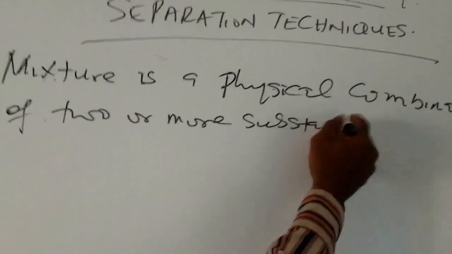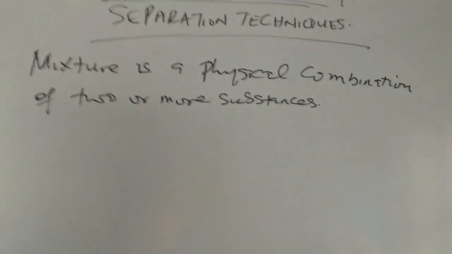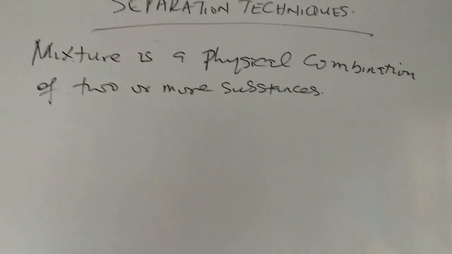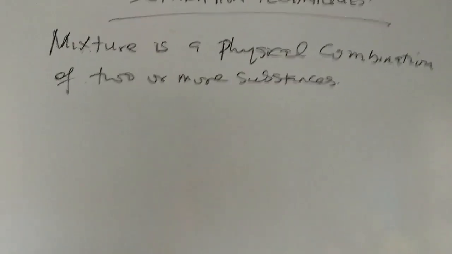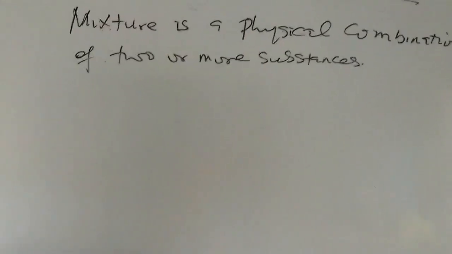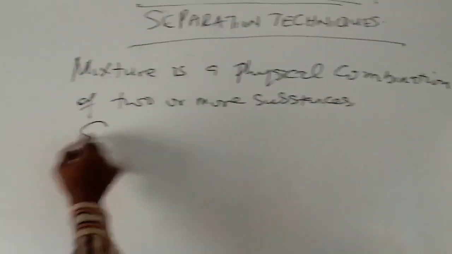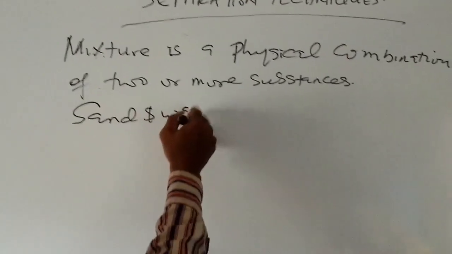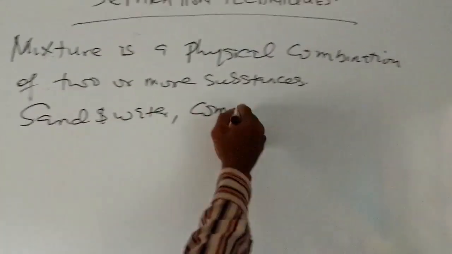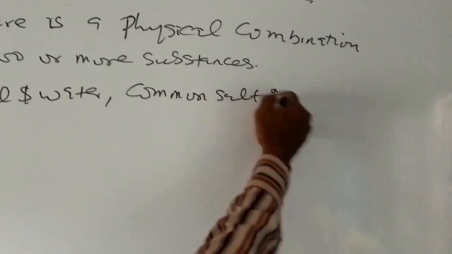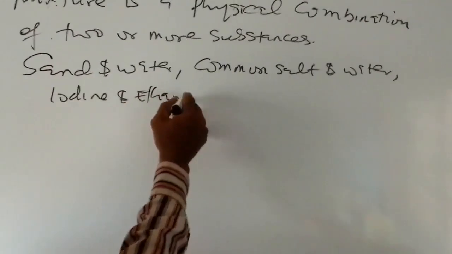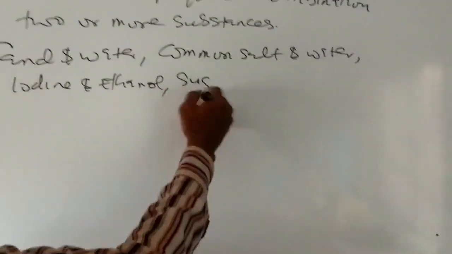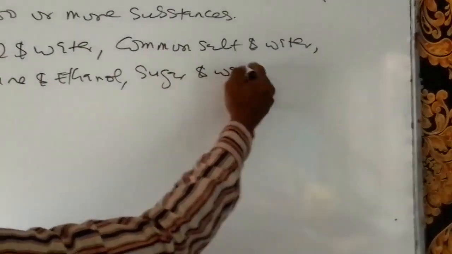So when you combine two substances and there is no chemical reaction involved, we say that a mixture has been produced. For instance, you can have a mixture of sand and water, a mixture of common salt and water. Sand and water gives you a mixture. Common salt and water also gives you a mixture, a different kind of mixture. Iodine and ethanol also gives you a mixture. Sugar and water also gives you a mixture.